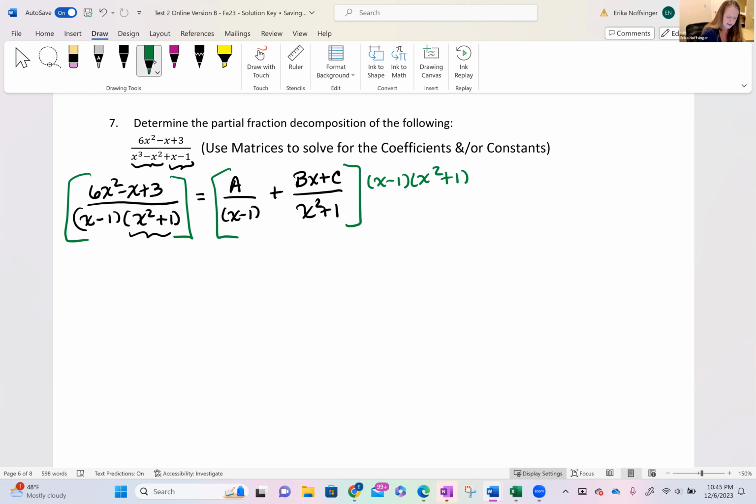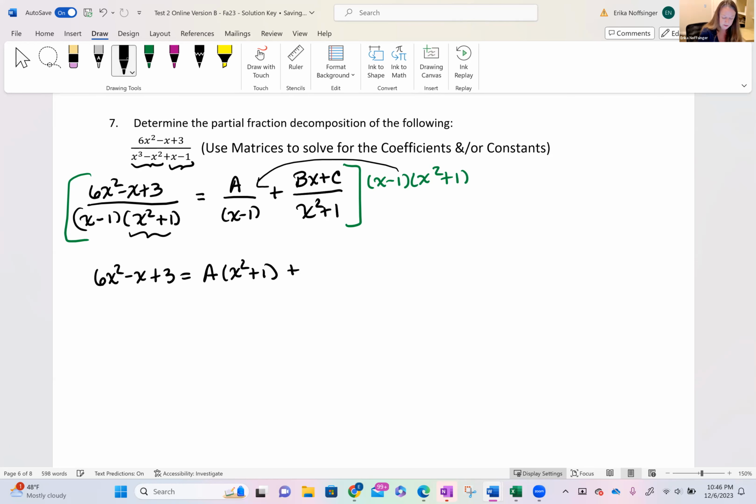When we do that to both sides, it's like we're multiplying on both sides. We're just going to be left with a numerator on the left-hand side, 6x squared minus x plus 3 is equal to our A value. Distributing this, the x minus 1 is going to cancel, leaving us with x squared plus 1. Plus, we're going to have our numerator bx plus c. But when we distribute this to the second grouping on the right-hand side, x squared plus 1 cancels, leaving us with a factor of x minus 1.